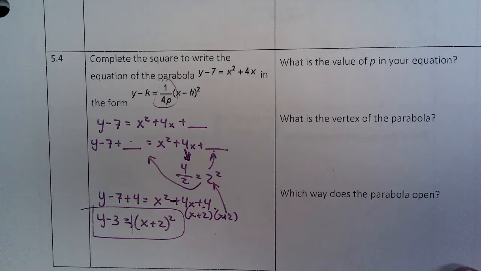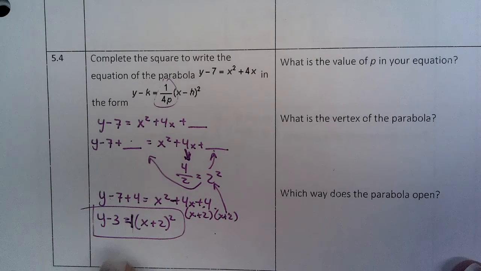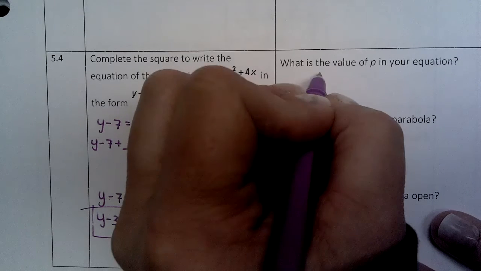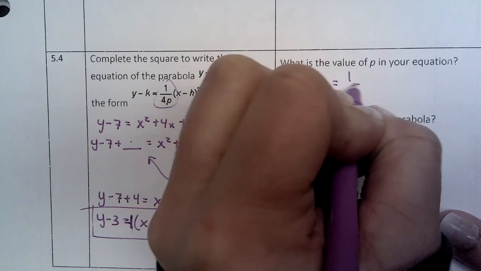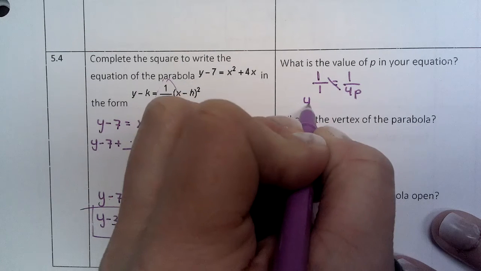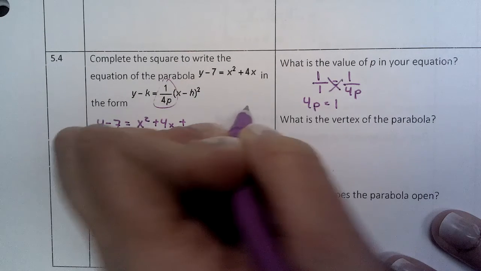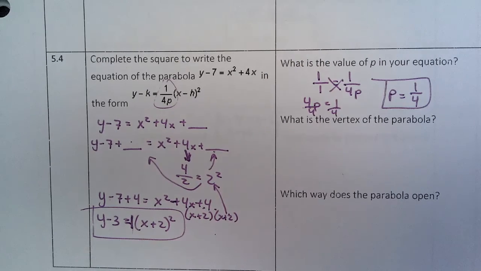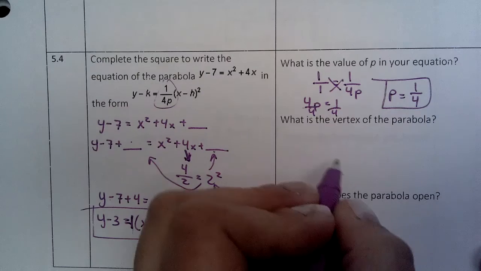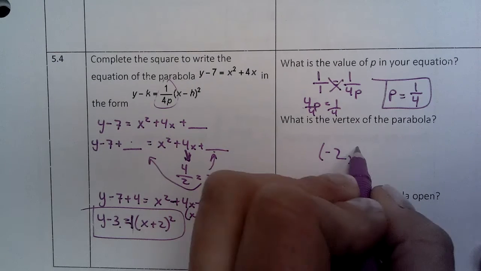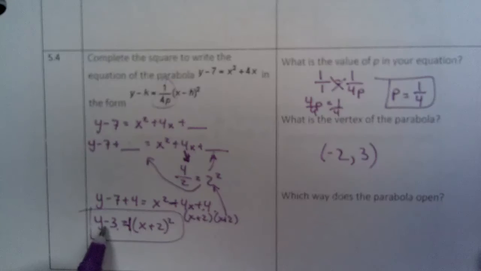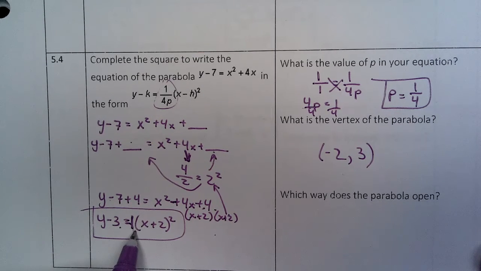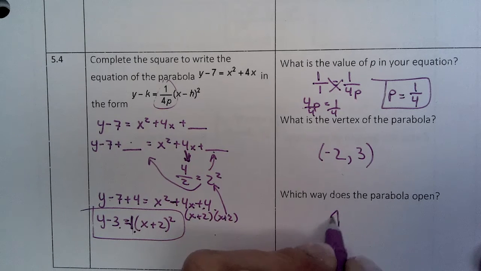So now it says, hey, what is the value of p in our equation? Okay, now this is where I warned you about making sure you set this up right. So this value here is 1. So we need to say 1 over 1 equals 1 over 4p. We're going to cross multiply. So 4p equals 1. Divide both sides by 4, and we get p equals 1/4. Okay. Our vertex is going to be at -2, +3. And this parabola, that's a y. So it opens up or down. This value and the p value is positive. So it opens up.